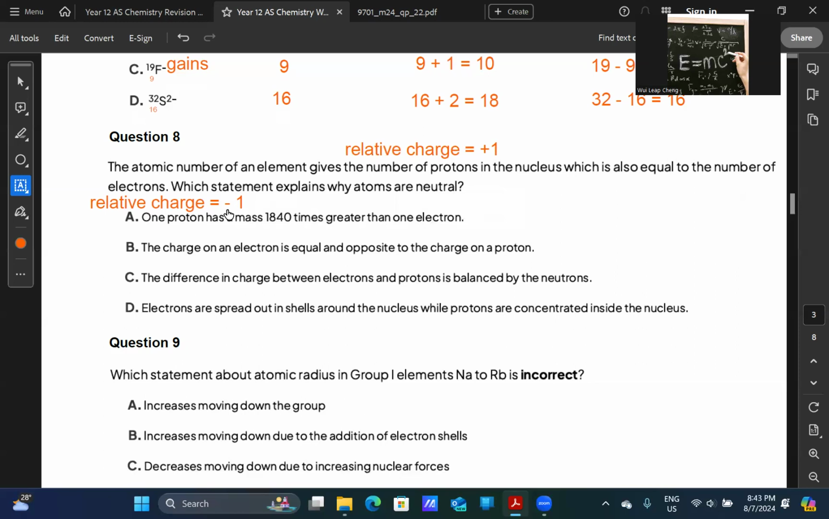Okay, let's say one element has 9 protons, so it has 9 positive charges. At the same time, it contains 9 electrons as well. 9 electrons carry 9 negative charges. 9 positive charges and 9 negative charges will cancel out their effect. So the overall charge carried by this atom is 0. So the atom is neutral. Okay, so the suitable explanation for this question is B. The charge on an electron is equal and opposite to the charge on a proton.